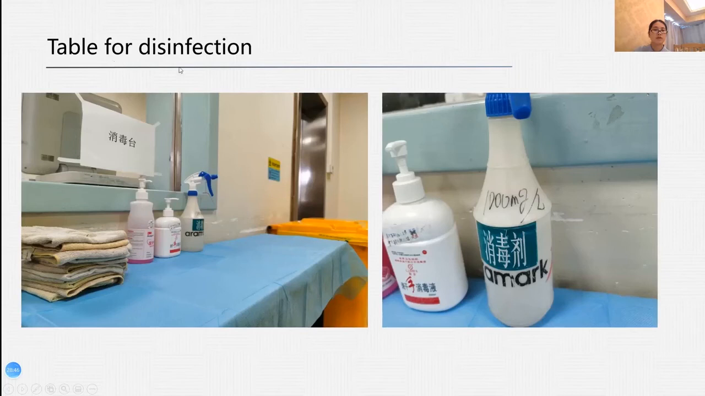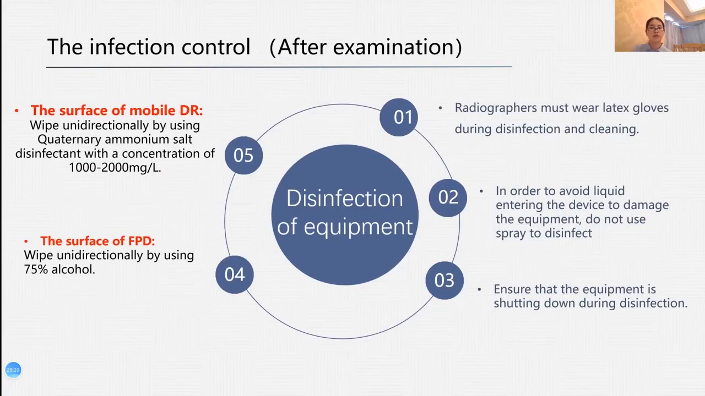And this is a table of our department. We do the disinfection in the isolation ward area. And how did we do the disinfection in detail? First, about the surface of mobile DR. We can wipe it by using quaternary ammonium salt disinfectant with a concentration of 1,000 to 2,000 milligrams per liter. And about the surface of the FPD, we could wipe it by using 45% alcohol.